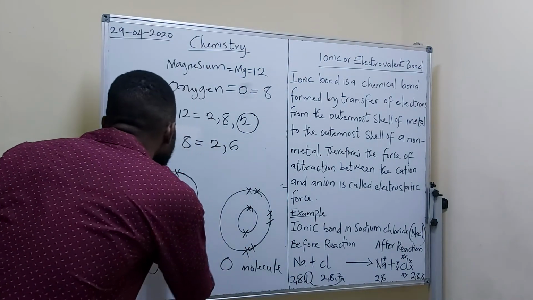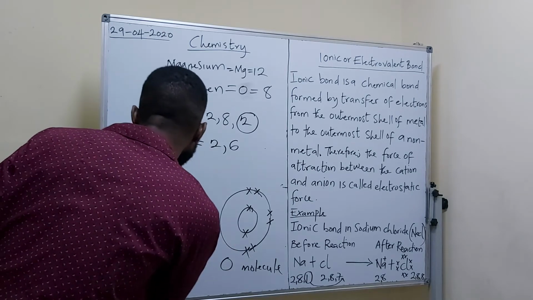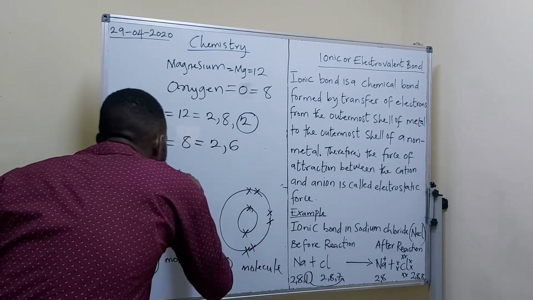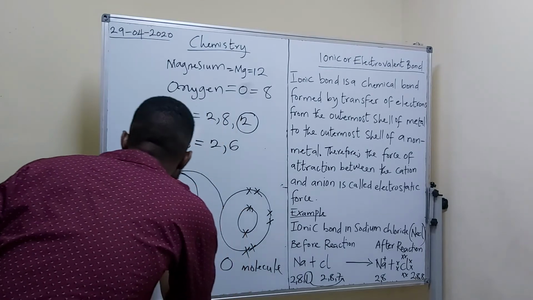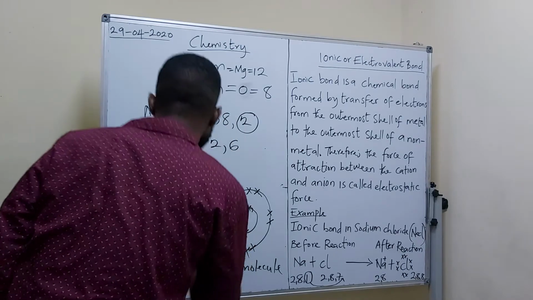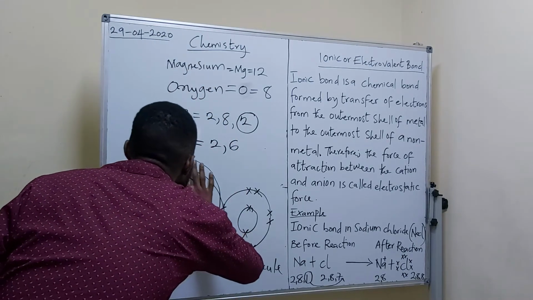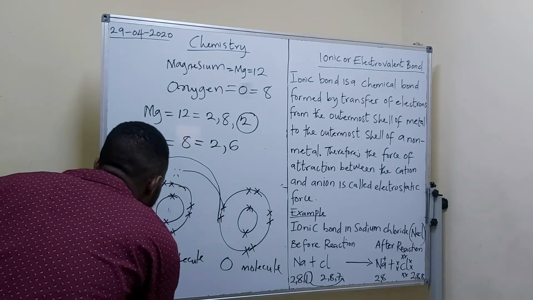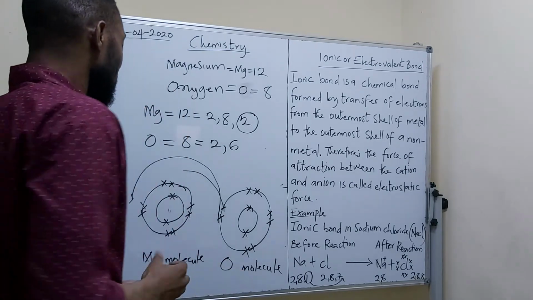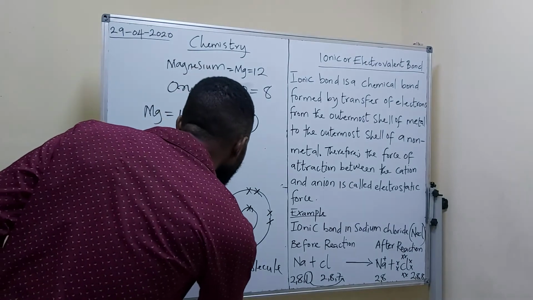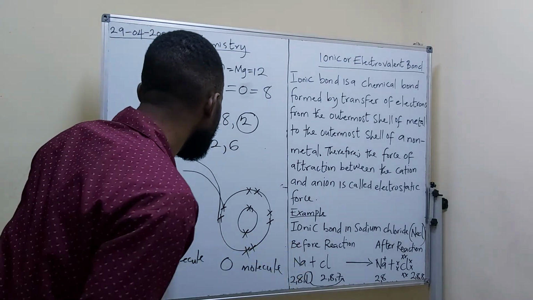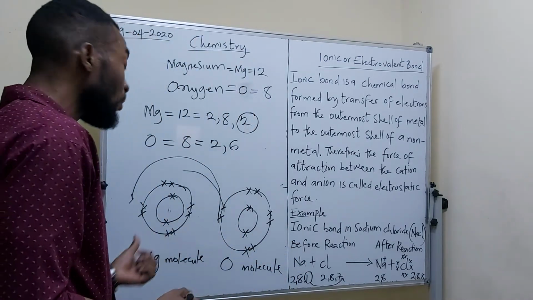That is, the 2 electrons at the outermost shell of this magnesium will be transferred to the oxygen. That is, this shell will go off completely. 1, 2. So we lose this particular shell, the outermost shell here, completely. We lose this completely, and this one gets the 2 electrons. If you look at this now, the magnesium lost 2 electrons to oxygen, and oxygen gained 2 electrons from magnesium.